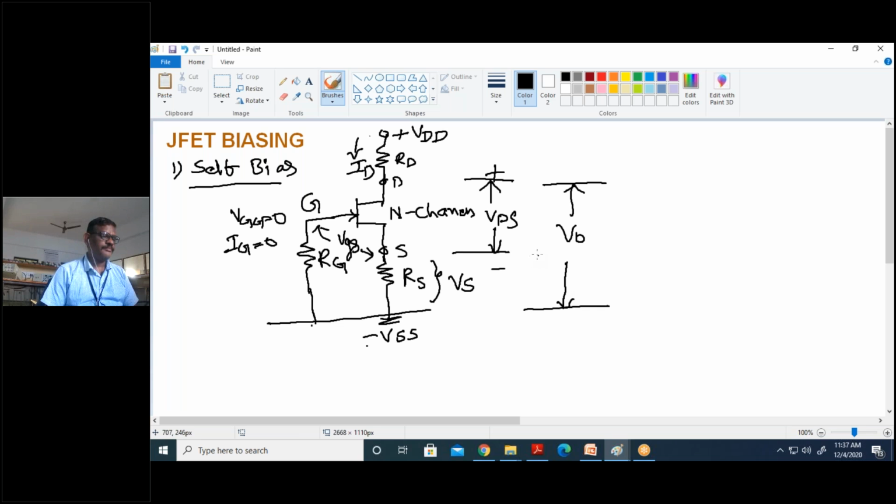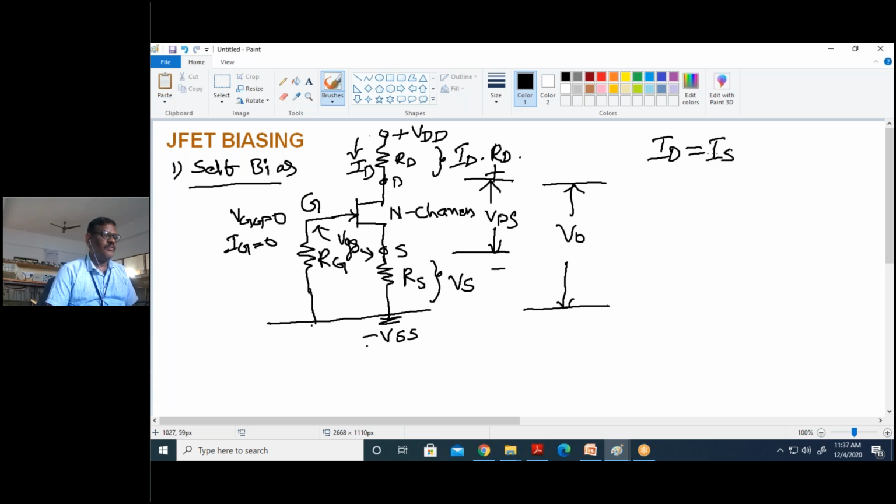Output voltage. And one more important point: the drop across RD is equal to ID into RD, and the source and drain current is the same. ID is almost equal to IS. Okay, this is the circuit diagram of self bias.